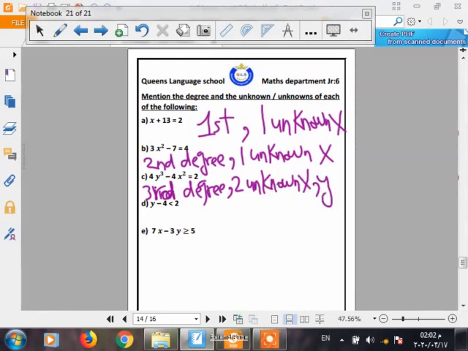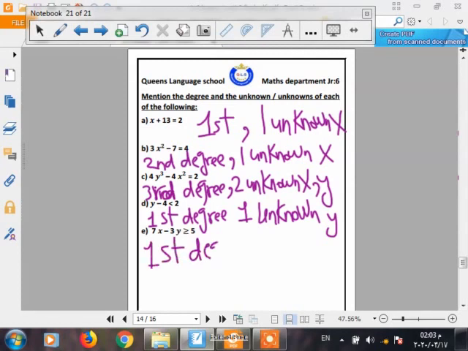Next one, y minus 4 less than 2. It's an inequality of which degree? y has only power 1. So it's an inequality of first degree. It has one unknown, y. Last one is 7x minus 3y greater than or equal to 5. I have here x to the power 1 and y to the power 1, so it's first degree. Inequality of first degree. How many unknowns? It's 2 unknowns, x and y.